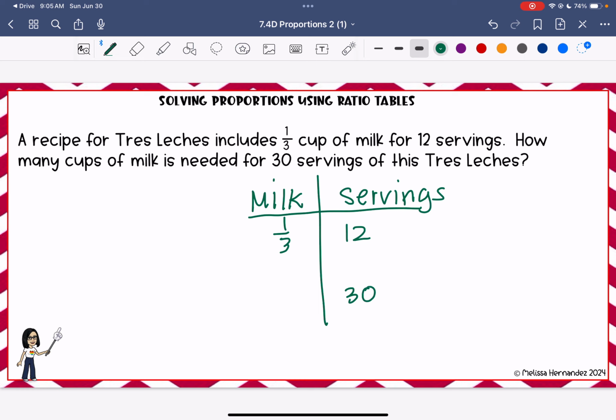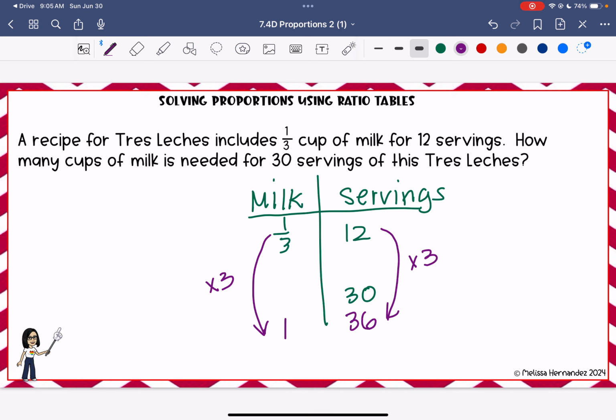Okay, so the first thing I look and go, I want to get rid of the 1/3. I think it's easier when kids get rid of the fraction. They just don't like fractions. At least I've never really met a kid that did. I know 1/3 plus 1/3 plus 1/3 is going to give me 1 whole. So I triple it and I get 1, and that means I'm going to have to triple my servings, which will give me 36.